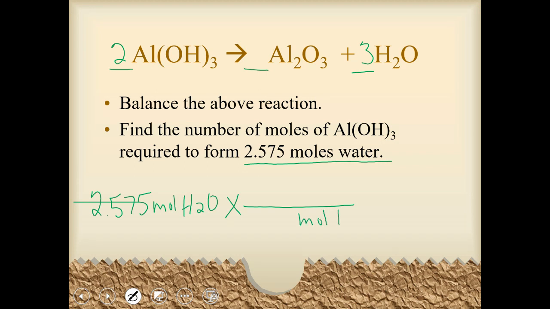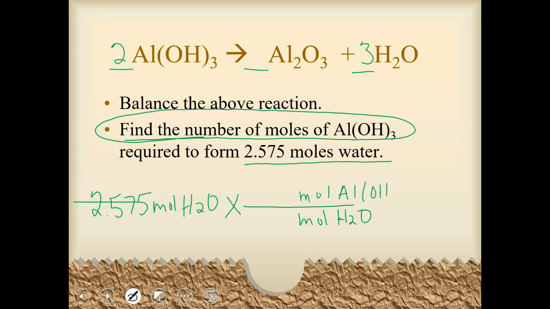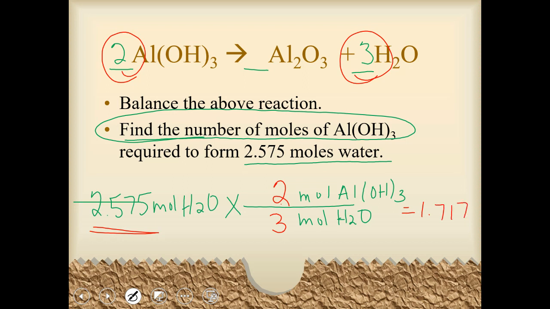We're starting with water and we want to get rid of the moles of water, so we'll put that on the bottom. And we're trying to find the number of moles of aluminum hydroxide, so moles aluminum hydroxide goes on the top. And then where do we find the numbers to put in there? Remember, we go up here and we find the mole to mole ratio. For every 3 moles of water, we need 2 moles of aluminum hydroxide. And to get our answer, we would take this number, multiply by 2, divide by 3, and get 1.717 moles of aluminum hydroxide for our answer.